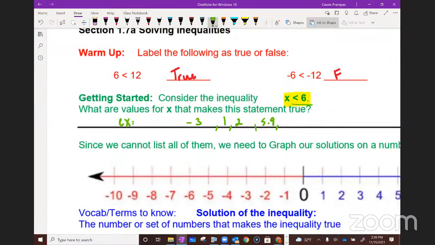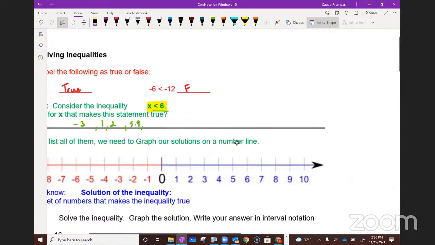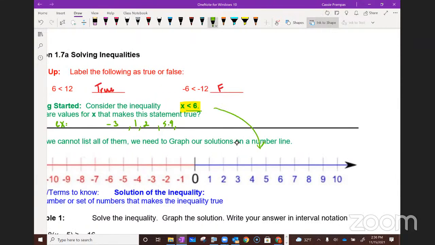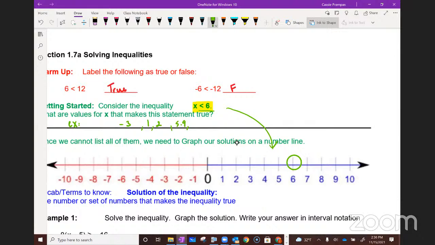So let's go ahead and see, do we know how to graph x is less than 6? Would we have an open circle or a closed circle at 6? Open. And do I shade to the left or to the right? To the left. Those would match numbers like -3, 1, 2, 5.9, everything else.